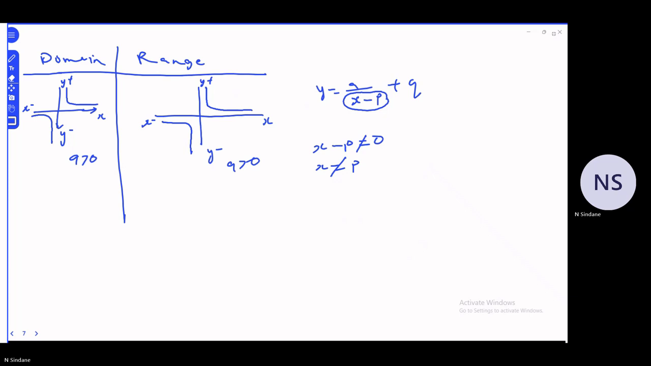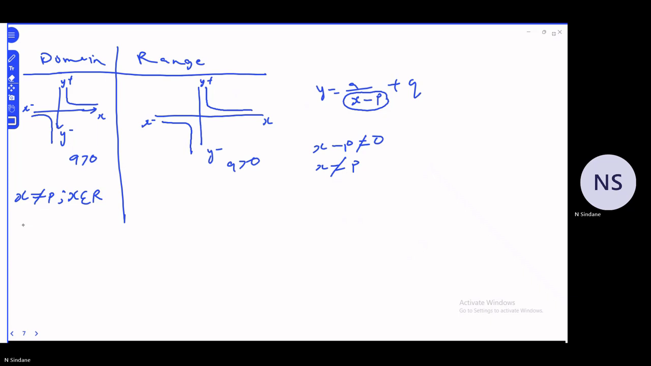This is what, when I punch the calculator, I get math error on. If I punch the calculator on the value of p, I'm going to get a math error, meaning that is the part that my graph will never touch, right? So in this case, I'm going to have my domain as x cannot be p, right? And x is an element of real numbers. It can touch any other point except for p, right?